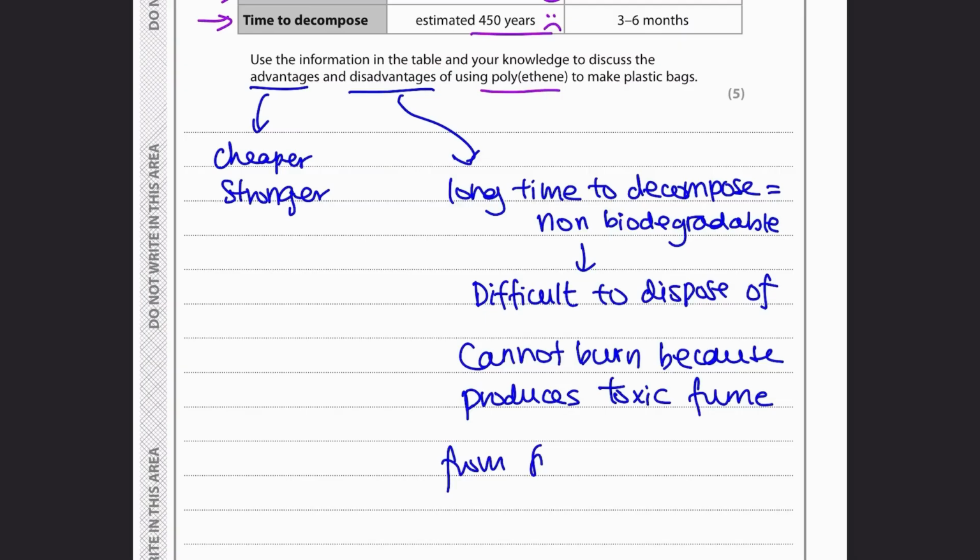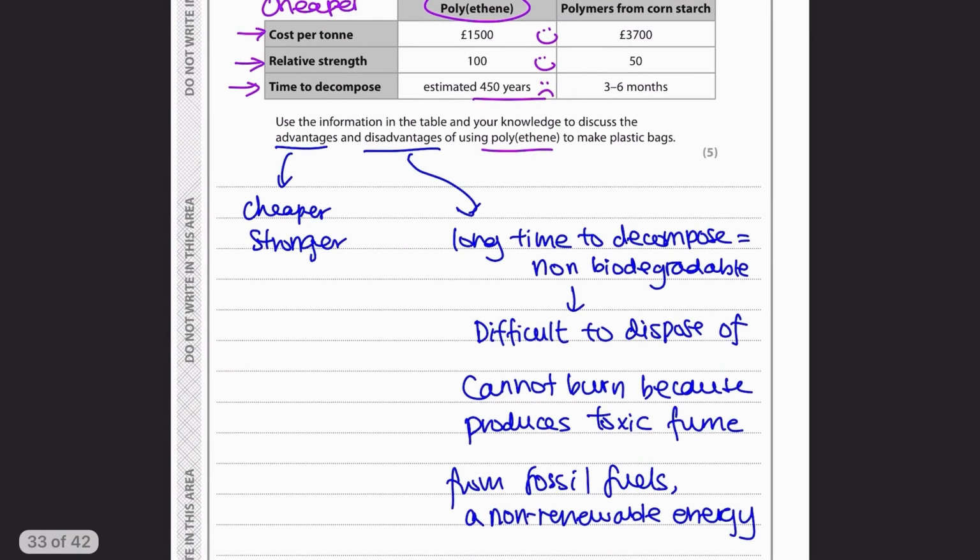From fossil fuels. And what's bad about fossil fuels? It is a non-renewable energy. So this question utilizes a lot of information from the table, which we've talked about, but also your general knowledge of fossil fuels and biodegradability and the environment.